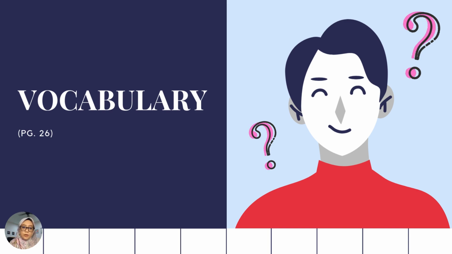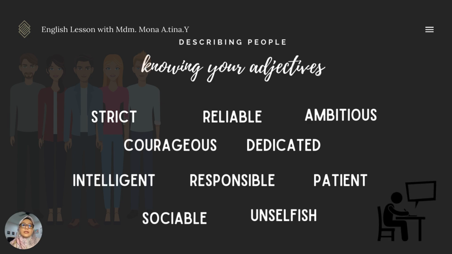Okay, now we go to the vocabulary. So what kind of vocabulary we are looking at today? We are going to take a look at adjectives, kata sifat, and today's adjectives, they are on describing people. Okay, sifat-sifat seseorang. Okay, so we have strict, tegas, meaning you like to do things by the rules. Something reliable, rely and able, boleh dipercayai, someone you can rely on.